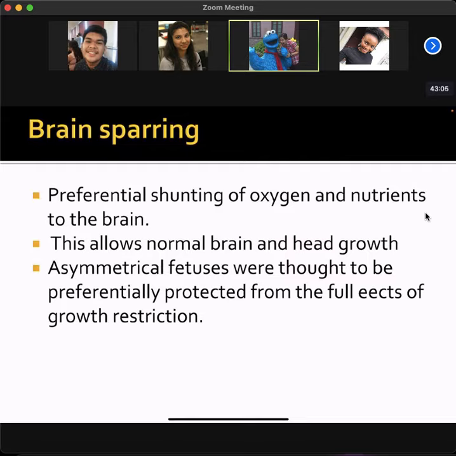Then this is the brain sparing. Brain sparing occurs when there is preferential shunting of oxygen and nutrients to the brain. This allows normal brain and head growth. This also results in asymmetrical features, which are thought to preferentially protect from the full effects of growth restriction.